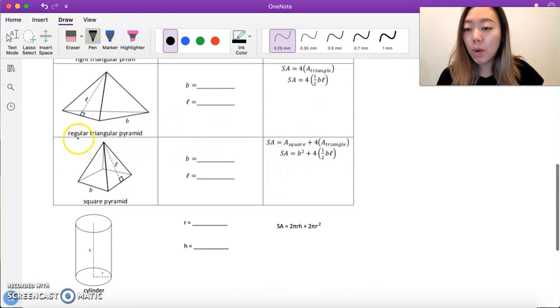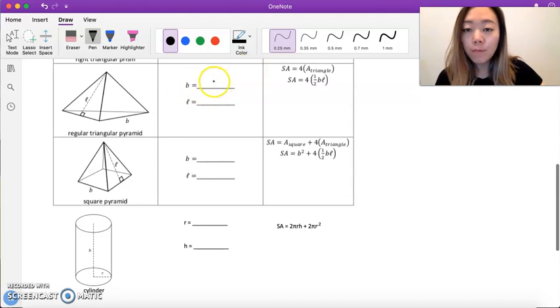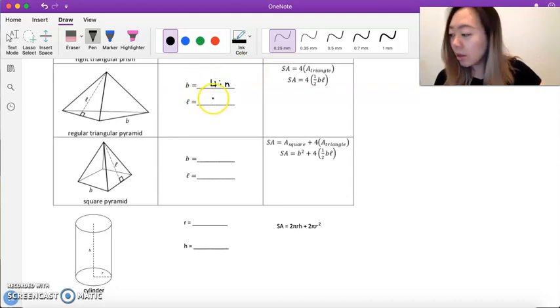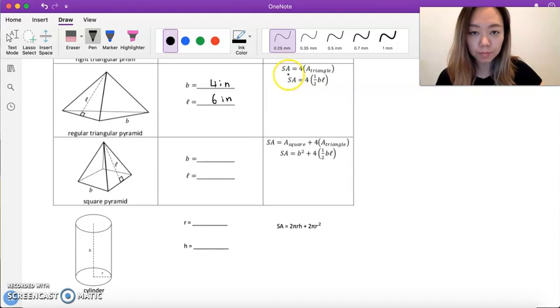And then we got regular triangular pyramid. It's a pyramid with a triangle bottom. So then here the base is 4 inches and the length is 6 inches. Oops, sorry, it's a little bit messy.